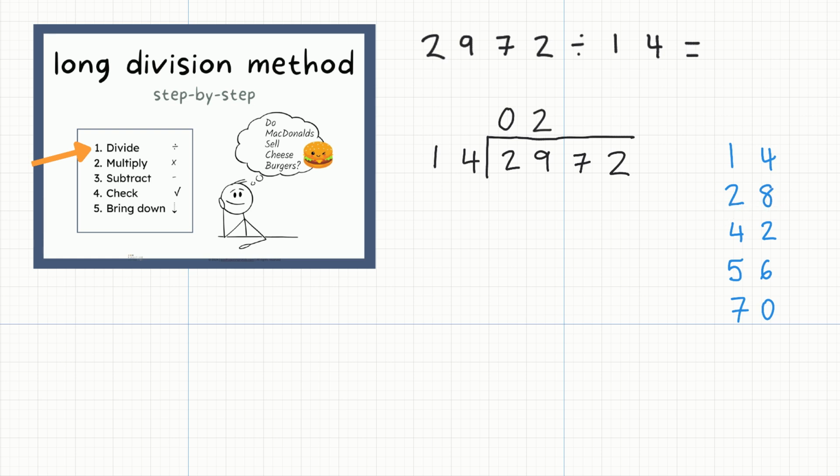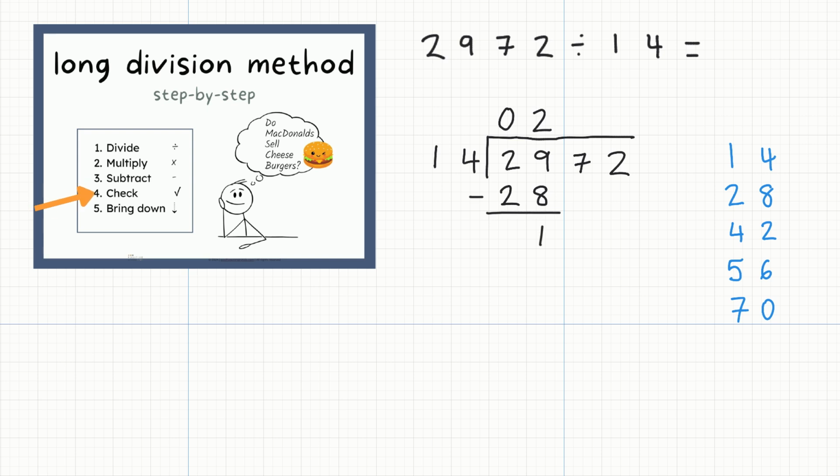Now I'm going to move to the second step, which is to multiply, and this is where things are quite different to short division. For this step, I will multiply 2 and 14, which is 28, and I'll write it directly under the 29. My next step is to subtract, and I'm subtracting 28 from 29. And that leaves me with 1.